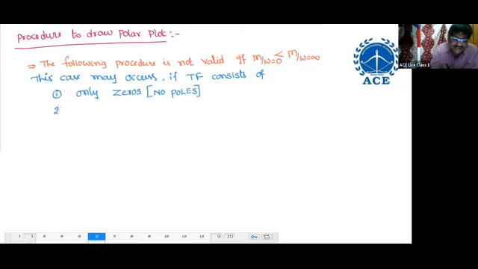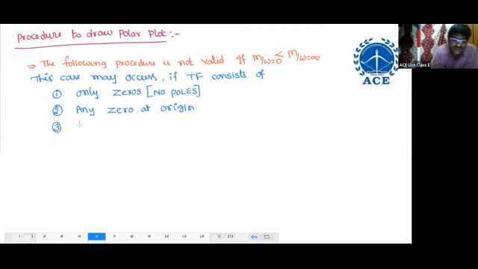Second case, any zero at origin. If you see a zero at origin, then also draw by the standard procedure. Zero at origin means omega 0 gives 0 and omega infinity gives infinity. That's why a zero at origin means draw by the standard procedure.